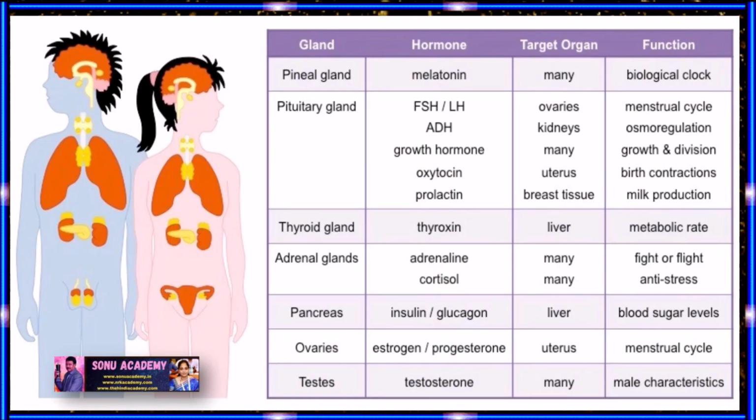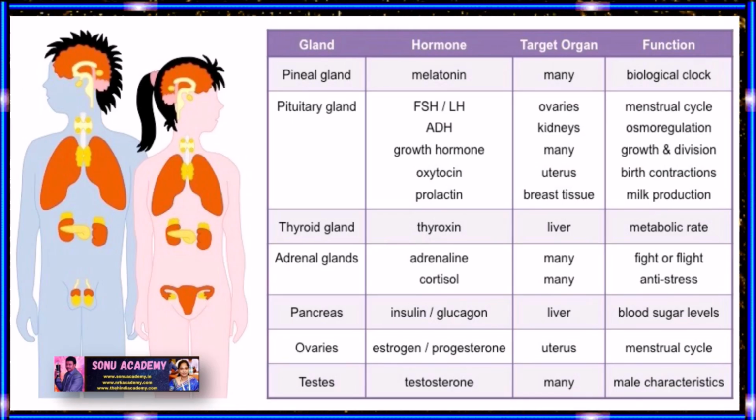Let us look into the thyroid gland. The thyroid gland secretes the hormone thyroxine, it targets the liver, and its function is the metabolic rate. Next, the adrenal gland. The adrenal gland secretes adrenaline or cortisol hormone, it also targets many organs, and its main function is fight or flight, anti-stress. Next one is the pancreas. The pancreas secretes insulin and glucagon hormones, it targets the liver, and its function is to maintain blood sugar levels.